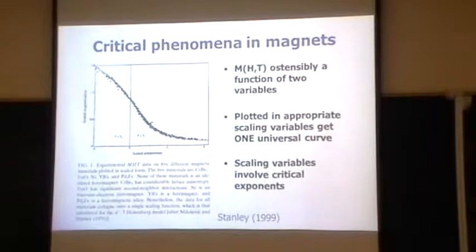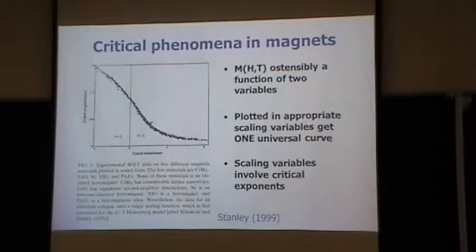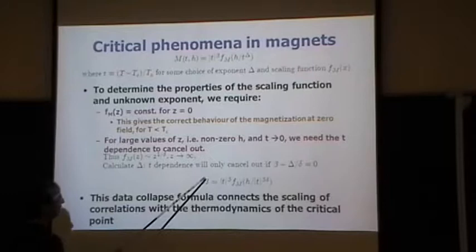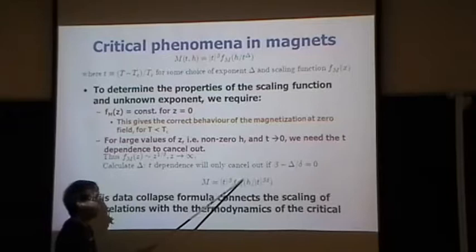So here's the magnetic field, and here's magnetization as a function of temperature. It's ostensibly a function of external field and temperature, but what I'm going to do is plot it the way Widom's formula prescribes, and then you can see that everything collapses into one universal curve. Take m divided by t to the beta and plot that against h over t to the beta delta. Then the curve that you get will just be f as a function of its argument. So that's what you do, and this is the result.